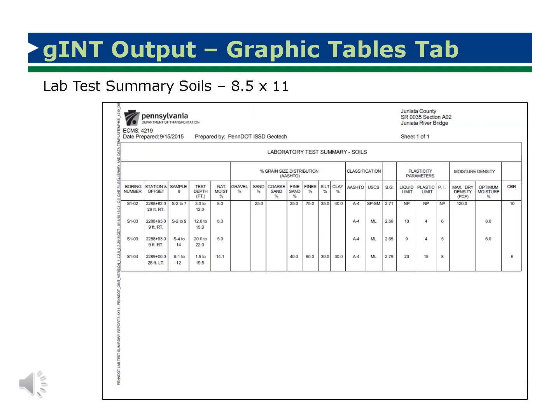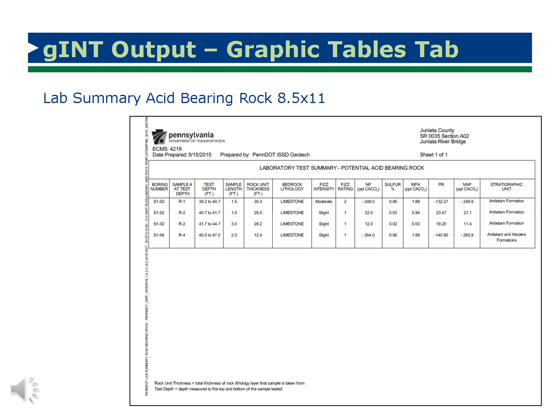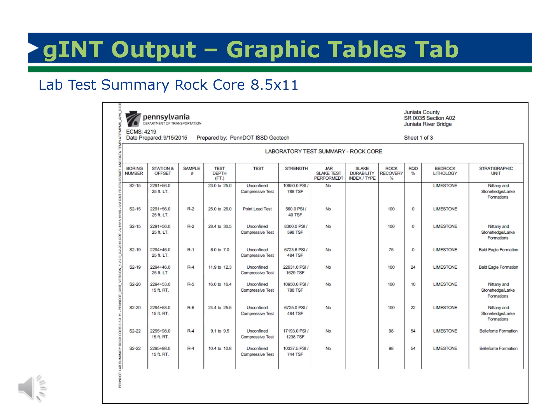A summary of lab test information with grain size distribution and classification intended for roadway reports is also available. A corresponding lab test summary for placement on roadway cross-sections or profile plans adjacent to the shear and consolidation summary is also available. A lab test summary table, potential acid-bearing rock, is available, as well as a summary of the test results performed on the rock core.